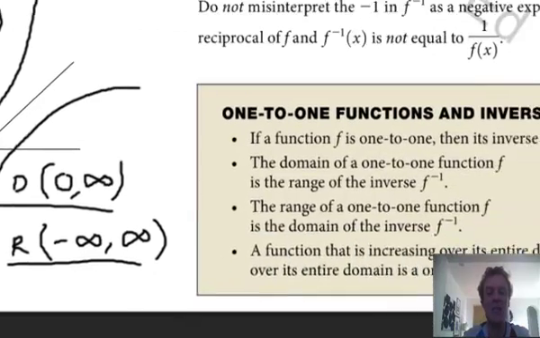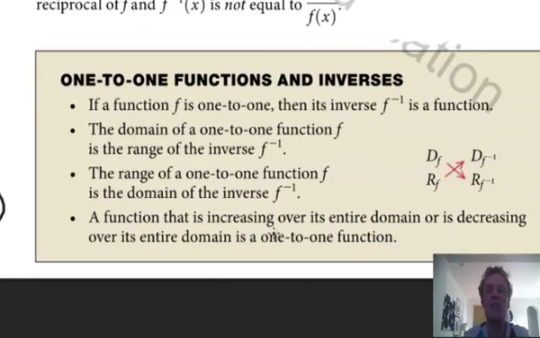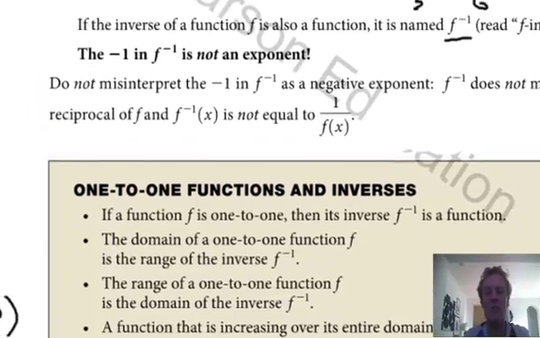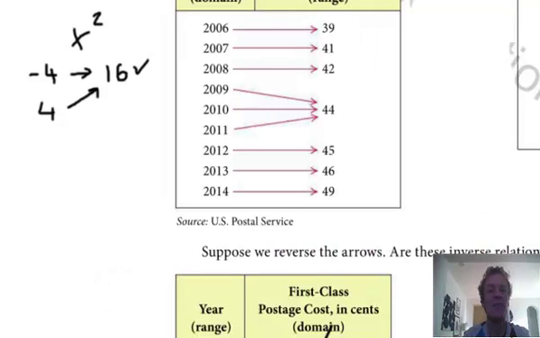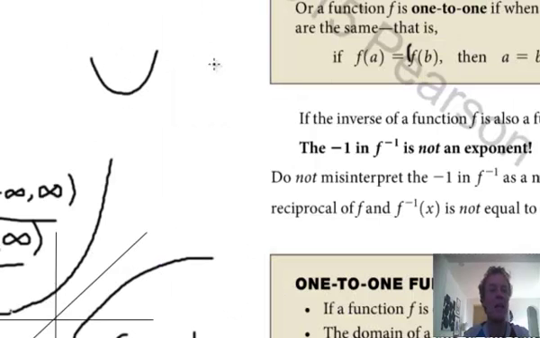And again, last little statement: a function that is increasing over its entire domain or decreasing is a one-to-one function. Now remember the x squared is not one-to-one. Again, look at this. Remember this. That's both increasing and decreasing, on that graph.